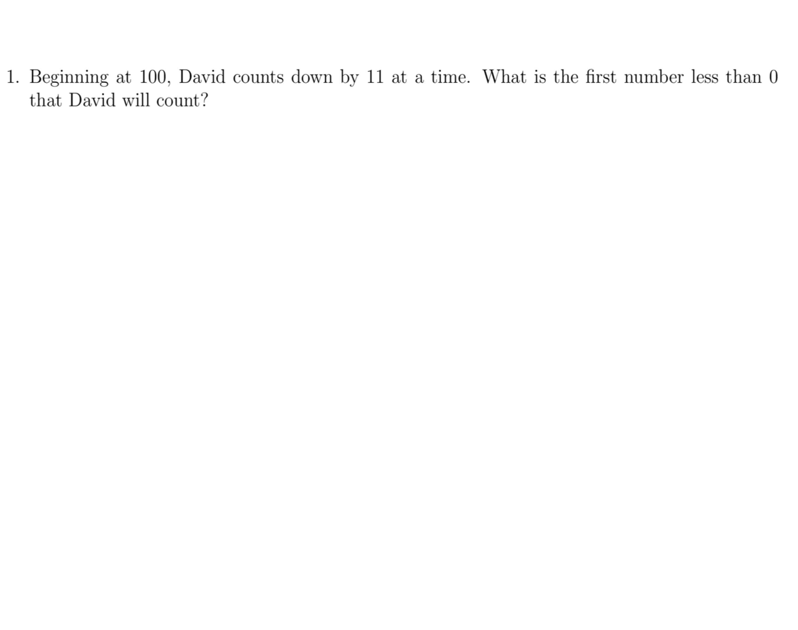Beginning at 100, David counts down by 11 at a time. What is the first number less than 0 that David will count? Counting backwards from 100, we'd go 100, then 89, and then so on, right? I mean, you guys can do that. And then eventually you go down to 12, and then 1, and then it would be minus 10, and this is the first number less than 0.